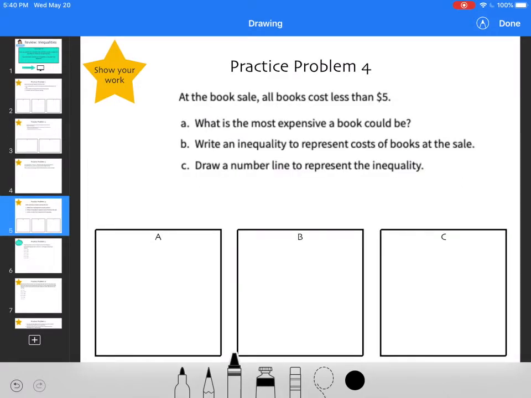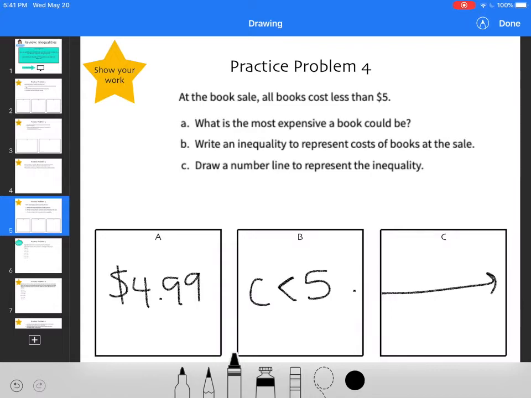A book sale, all books cost less than $5. So what is the most expensive book? So it says, at a sale, all books cost less than $5. What is the most expensive book a book could be? $4.99. Write an inequality that represents the cost of books on the sale. So the cost of books has to be less than 5. Draw a number line. So for this one, I am not going to include the 5 because it says that they're less than. So it means it's going to be an open circle and it's going to go that direction.